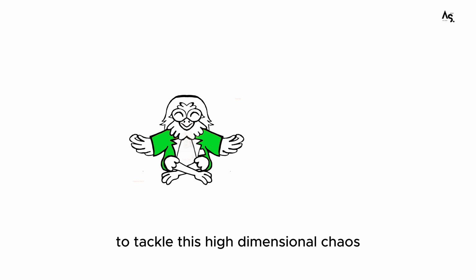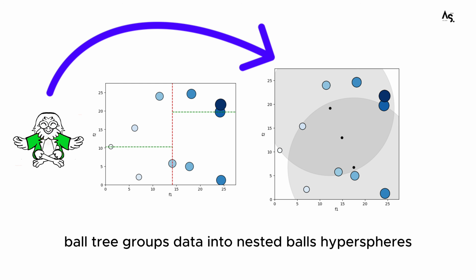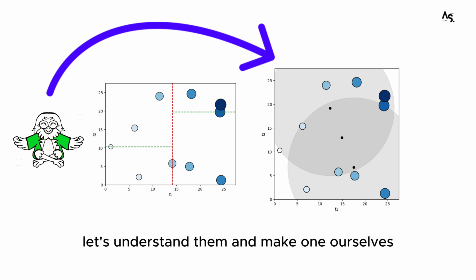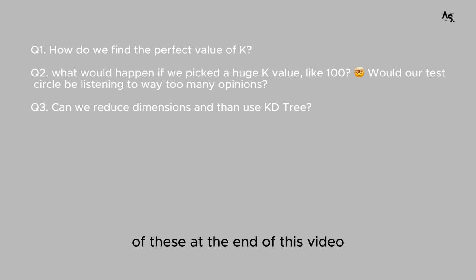To tackle this high-dimensional chaos, we need a better structure. Ball tree, instead of splitting along feature axes like KD tree, groups data into nested balls, or hyperspheres. Let's understand them and make one ourselves. But before going into all that, let me ask you one thing for you to wonder. Can we use dimensionality reduction techniques and then use KD tree? Think on it. We will discuss the answers to these at the end of this video.